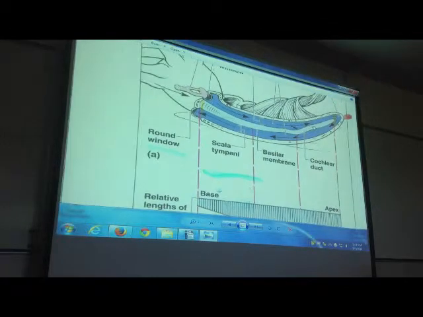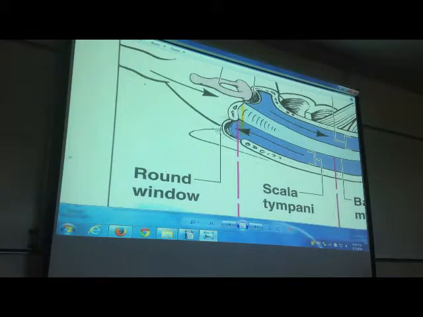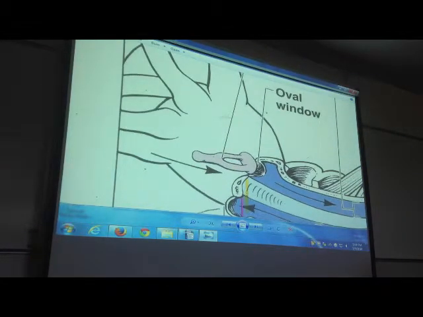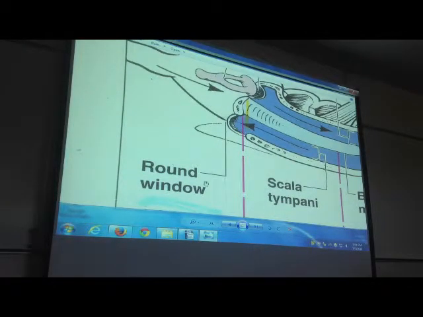But let me show you one more thing. Look right here. What the heck is that, and why does it look like that? Here's where the sound's going in. Here's my bone pushing the fluid. What's that? That stops it. The oval window. Why? What's that doing? Let's find out. So we're going to watch an animation now. Give me just a second to put it on the screen. We'll see what happens.